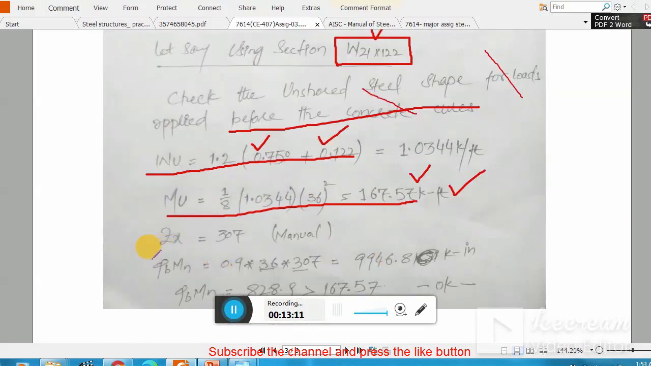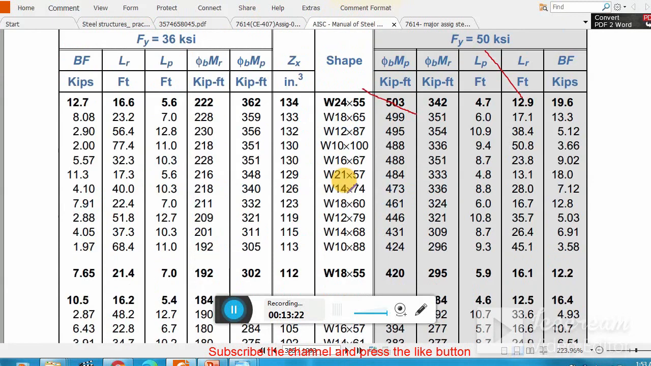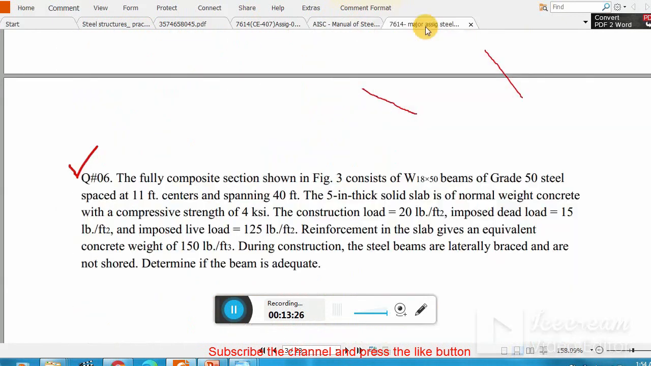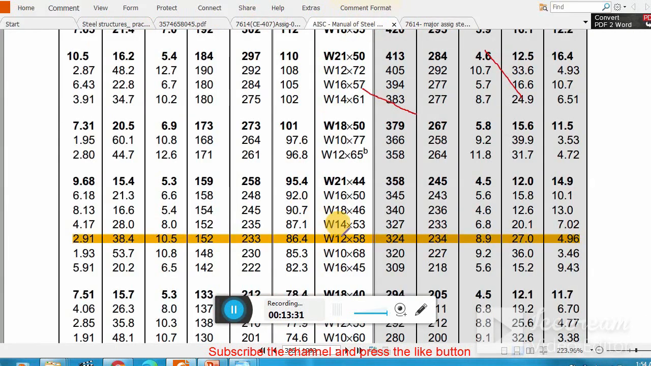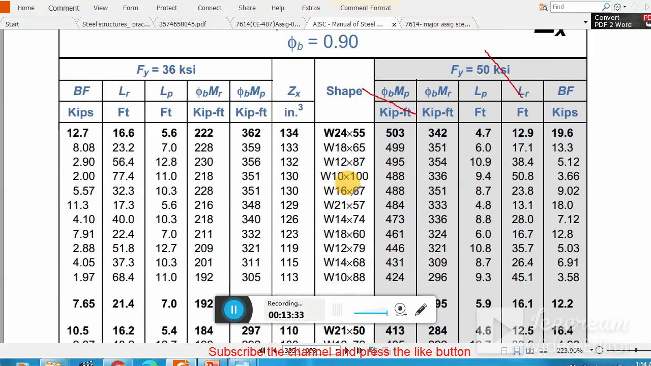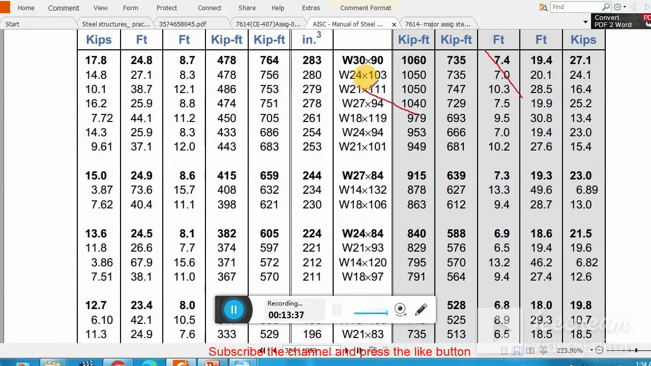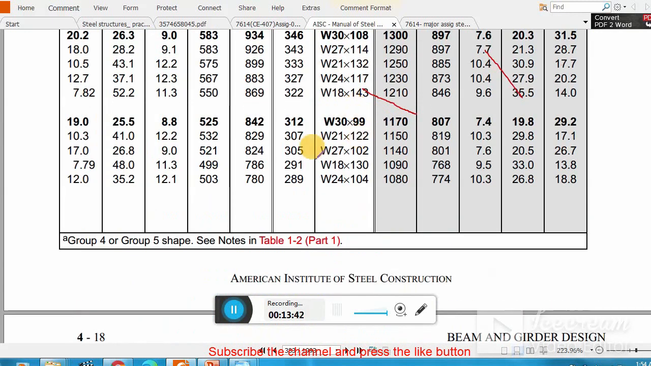Okay, now they use W21, so you just need to visit the manual. Okay, find out the section, what section we are going to use. W21x122 section. Okay, W21x122 section. Here we have 24, here we have 21, and here we have this section.